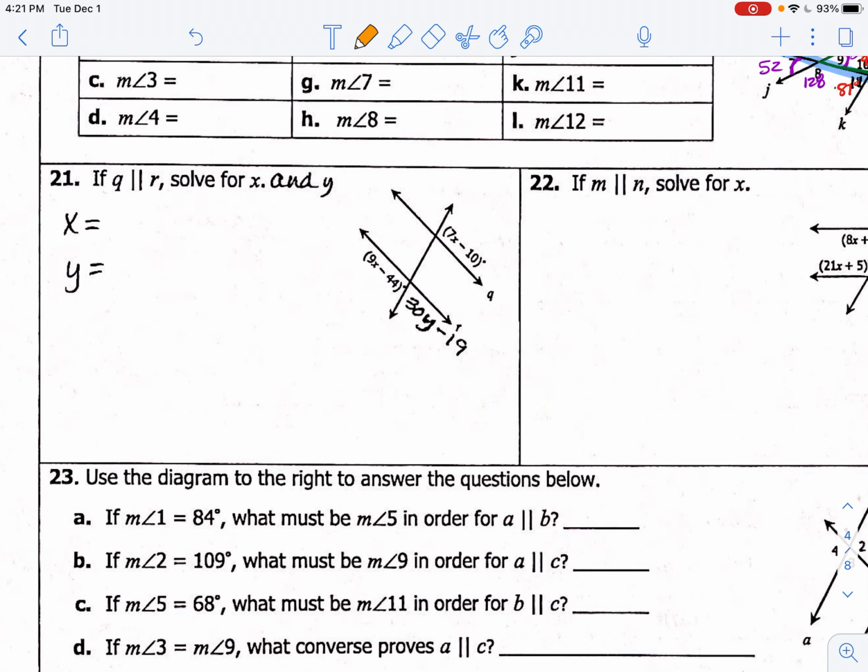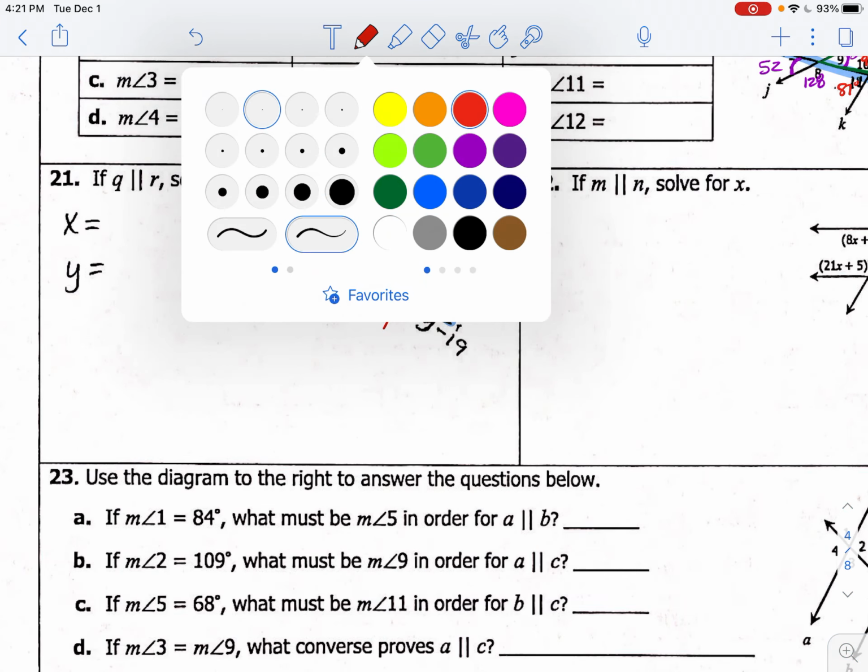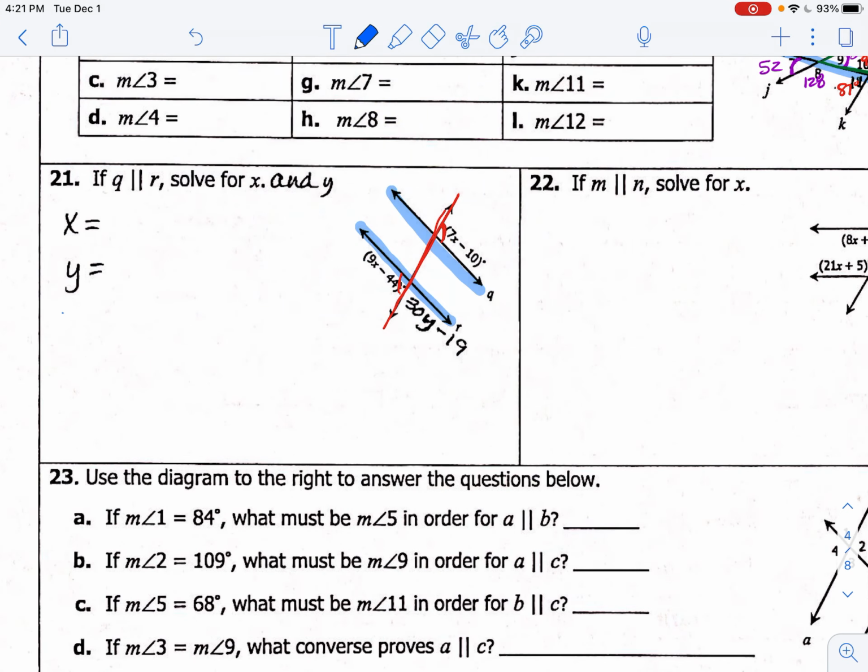All right, 21. If Q is parallel to R, so let's just, Q and R are parallel. Solve for X and Y. All right, so here is my transversal. And this guy and this guy both have X's in them, and I can see that they are alternate exterior angles, which are congruent. So I will set them equal and solve for X.